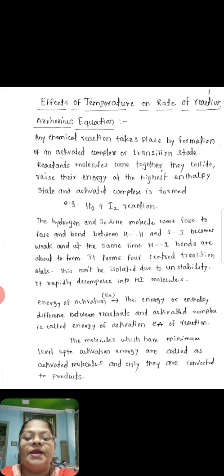Energy of activation, Ea. First, you will learn what is meant by energy of activation. The energy or enthalpy difference between reactants and the activated complex is called the energy of activation, Ea of the reaction. The molecules which have at least the activation energy are called activated molecules, and only they are converted into product.